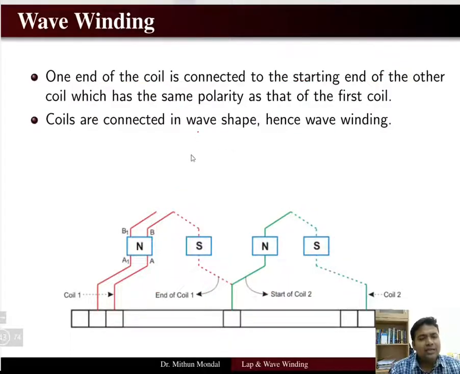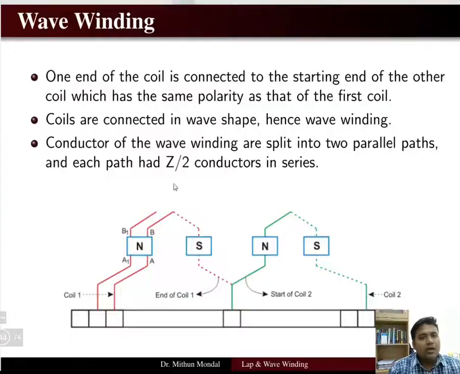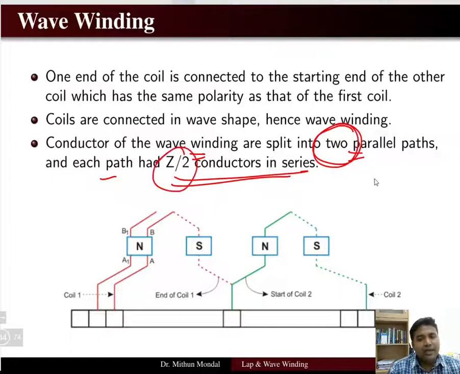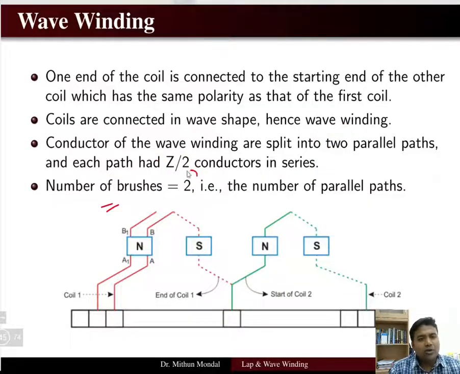So coils are connected in the form of wave shape. If you see the coil, you will find that it is in the form of a wave which is moving ahead, so it is known as wave winding. Conductors of the wave winding are split into two parallel paths, and each path has Z by 2 conductors in series. So there are two parallel paths in the wave winding, and Z by 2 conductors are in series, whereas in lap winding you will have Z by P conductors in series. So number of brushes is equal to the number of parallel paths. Number of parallel paths is 2, hence number of brushes will also be equal to 2.